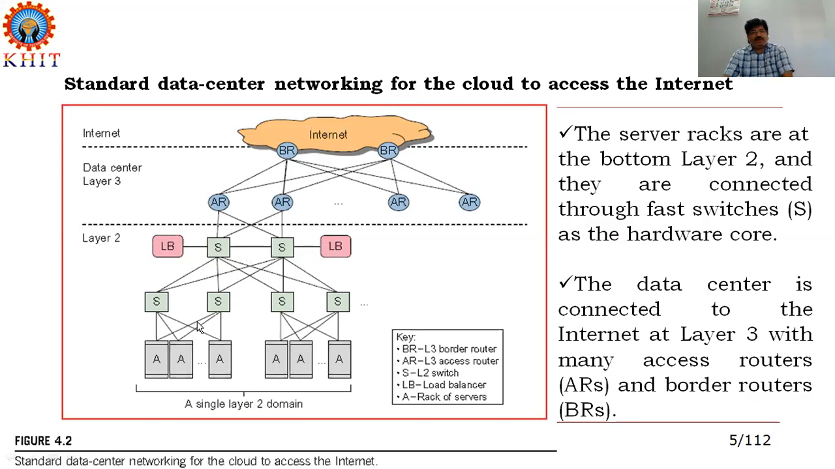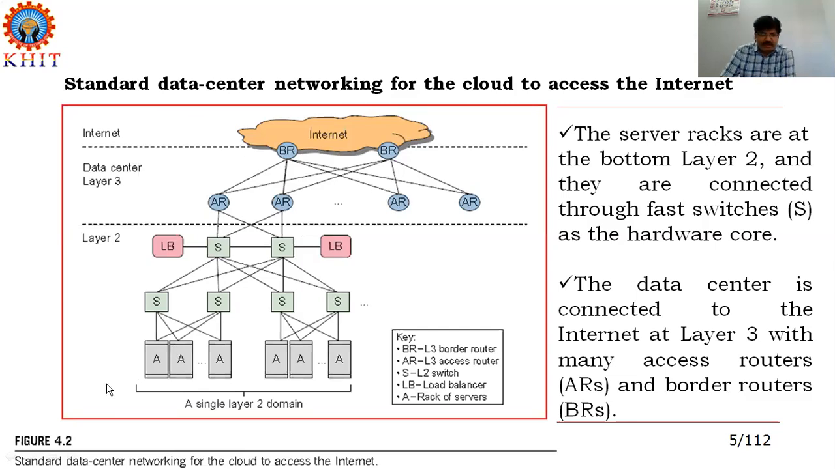So the entire standalone data center is broadly divided into three layers. The topmost one is the internet. In the middle layer, various data centers are used. The data centers are equipped with different routers, namely BR, which stands for border routers. These two are border routers, kept on the border of layer 2 and layer 3, and the internet. And four different access routers are also used here, which are well connected to the internet services.